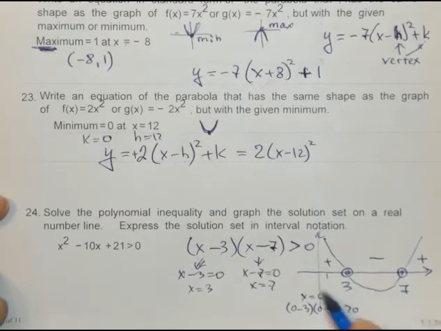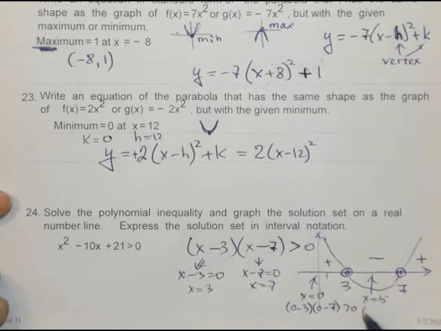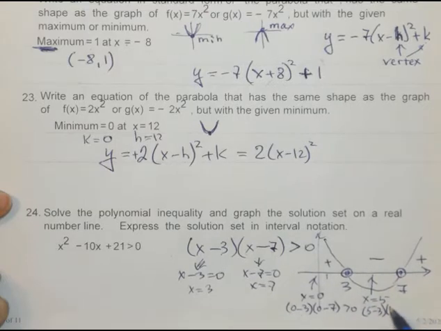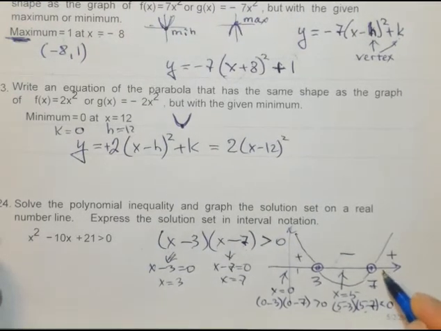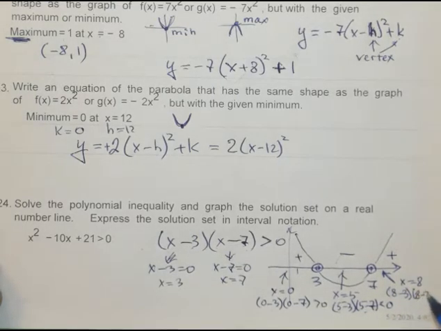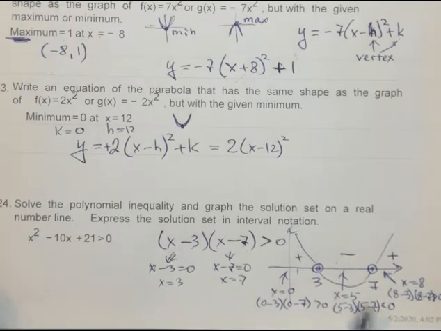From this interval, you can pick the point x equals 5: 5 minus 3 times 5 minus 7, positive times negative will be negative. See? And in the third interval, for example, you can pick x equals 8 and find the sign of the product 8 minus 3 times 8 minus 7. Of course, it is positive. So either way, both will give the same result.